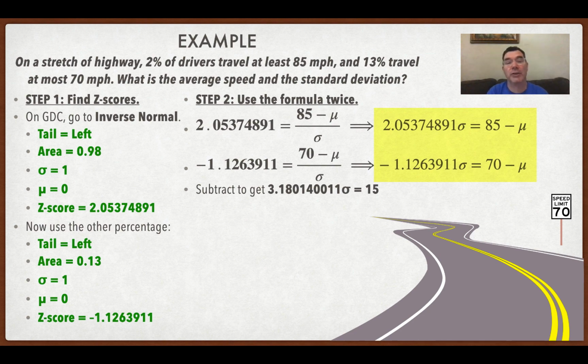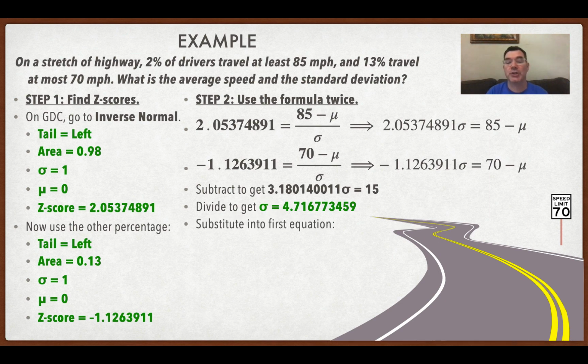I can solve it using substitution or elimination. I decided to use elimination and subtract the two equations. If I do that, I get that some number 3.18 times sigma is going to equal 15. The mu's are going to subtract out. That's why you don't see them. And so when I divide, I get that sigma is 4.71677 and so on.